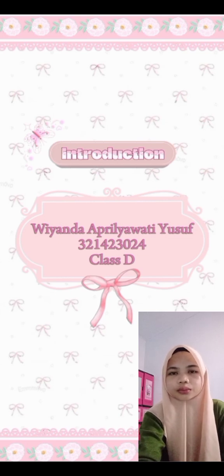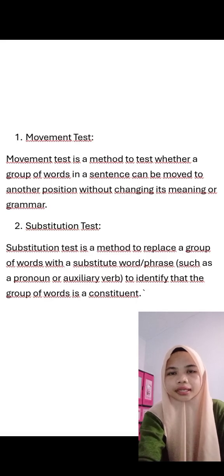And I would like to present my analysis task with constituency test to fulfill the last project to syntax course. First of all, an explanation of movement test and substitution test. First, movement test. Movement test is a method to test whether a group of words in a sentence can be moved to another position without changing its meaning or grammar.